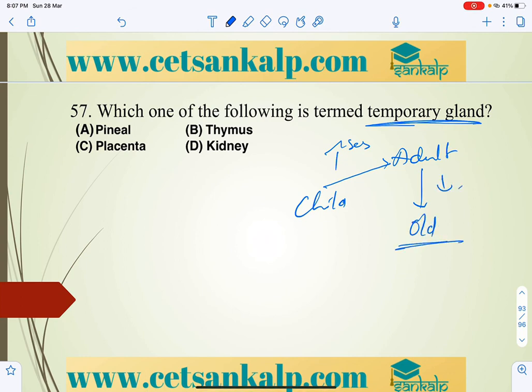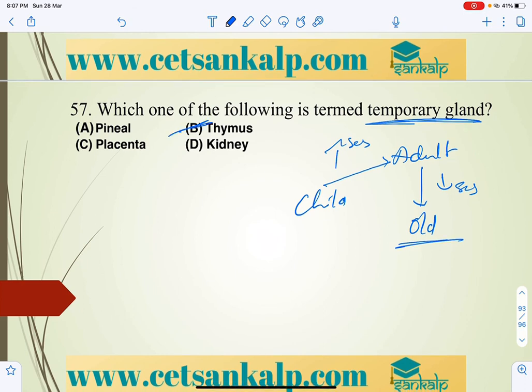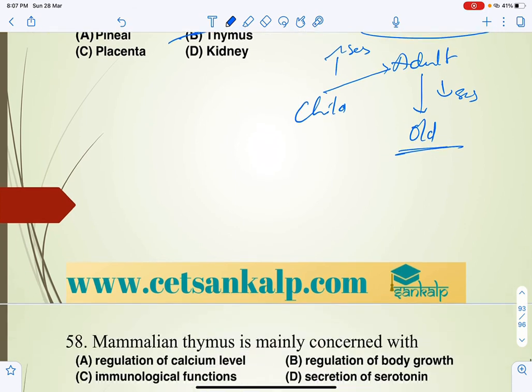Getting older and older, its size decreases. That is what atrophies. That is thymus. So thymus acts as a temporary gland. A temporary gland is very active up to adulthood, and at a later stage its size decreases. So the 57th answer is B.